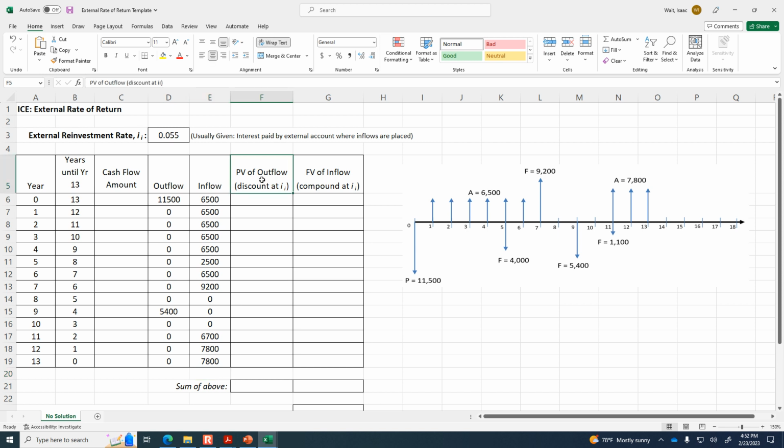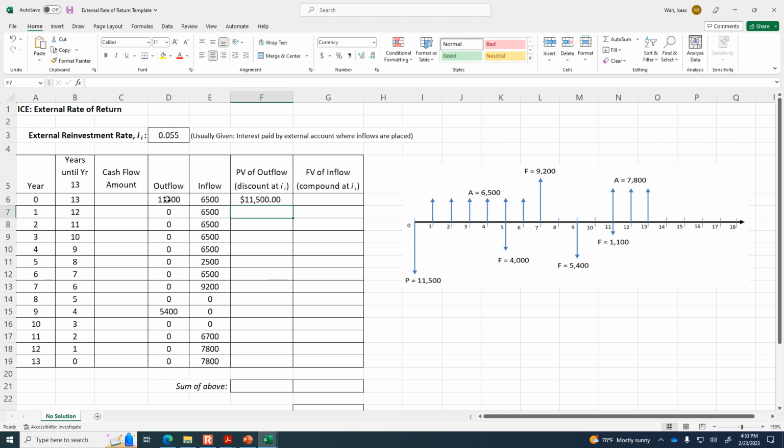Okay, so now we want to find the PV of the outflow. So let's use the PV function for that. Equals PV. Now it's asking for the rate. We're going to discount it at I sub I. That's the external reinvestment rate. So refer to this external reinvestment rate and anchor the reference. NPER is the number of years. Skip over the payment field because we're treating each one of these amounts that go into the PV function as a single isolated future value. So for the future value, put the minus of the outflow.